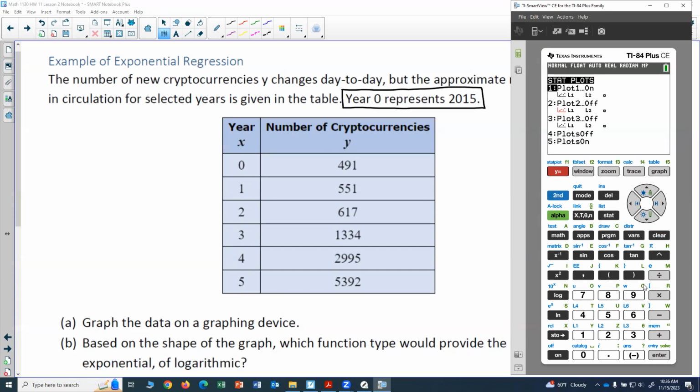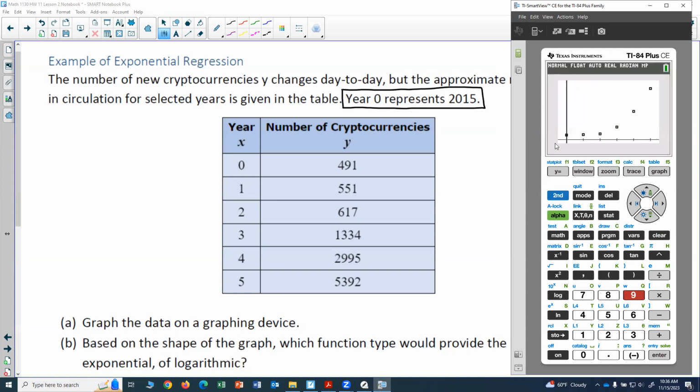If you did not have your plot on, you would hit enter and make sure that on is highlighted and hit enter. To get a good window, I want to first make sure that there are no functions in my Y equals. So I go to Y equals, that's all cleared out, so I'm good. To get a good window, I'm going to go to zoom and then zoom stat number 9.